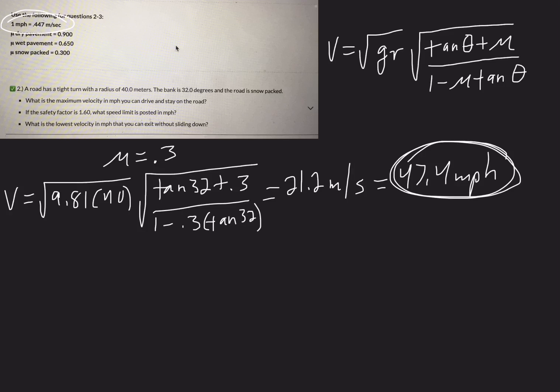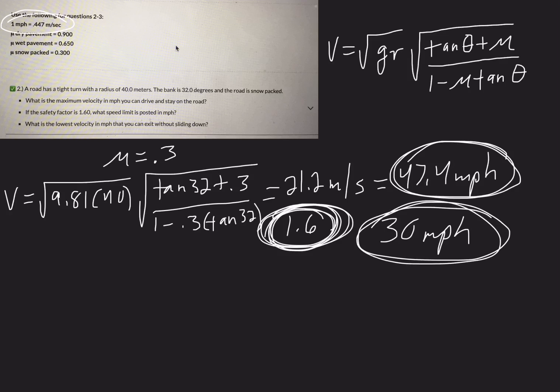In fact, we don't want to go 47.4 because that would also be dangerous because that's the maximum. So there's a safety factor put on here of 1.6. So that tells us how we can calculate what the actual speed limit is. We don't want to have a speed limit posted at 47.4. We want something less. So if the safety factor is 1.6, you can just take 47.4 divided by 1.6, and you can see that the posted speed limit should be like 30 miles per hour. So as long as you're 30 miles per hour or less, you're going to be fine going around this turn. Okay, safety factor is 1.6.